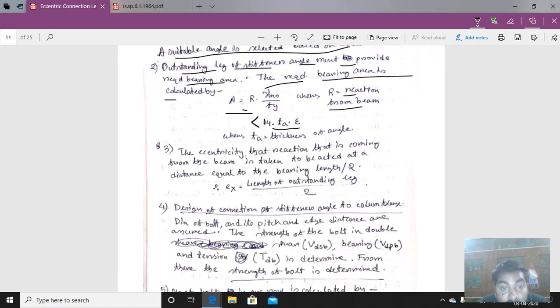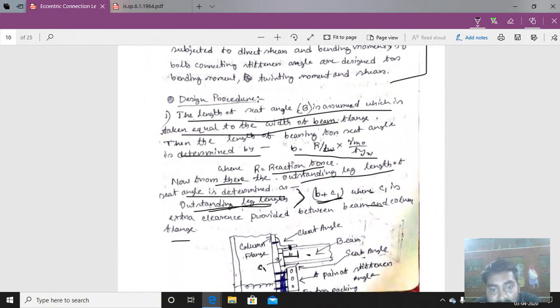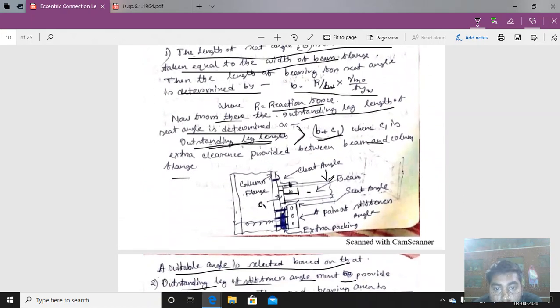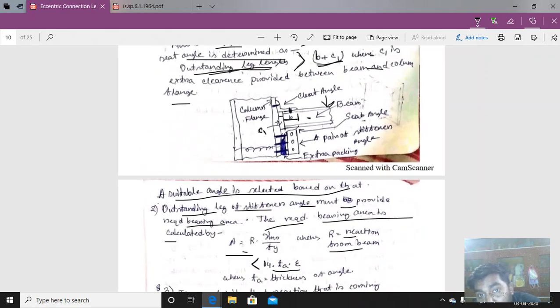Next comes the value of the eccentricity we have to determine here. As we are using the stiffener connection, the reaction coming from the beam is taken to be acting at a distance equal to bearing length by 2. That means the load is acting here. So the eccentricity will act at a distance Ex equal to length of the outstanding leg by 2. Why are we taking the value of Ex here?